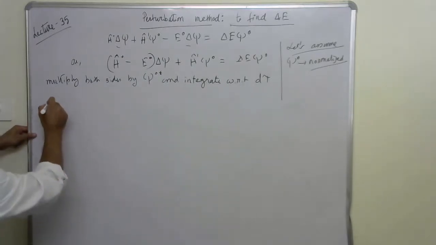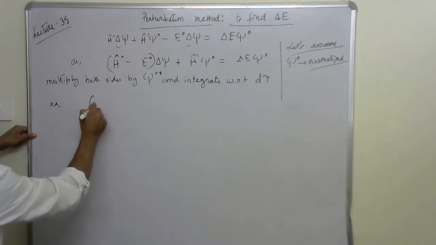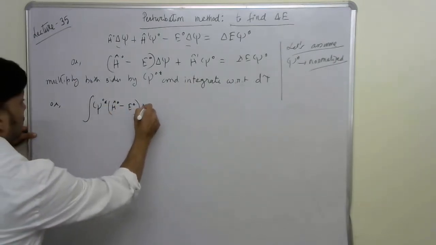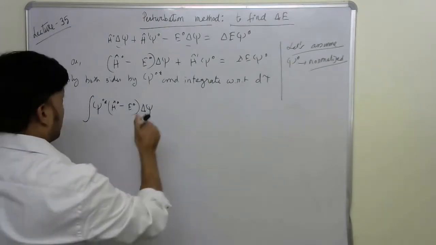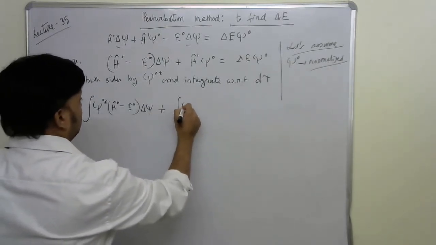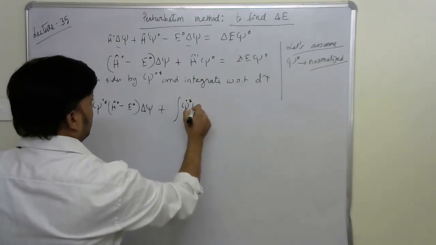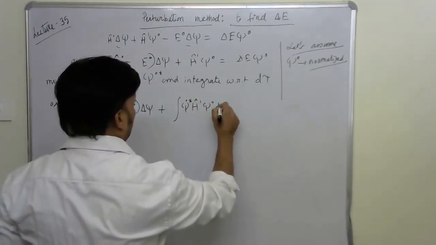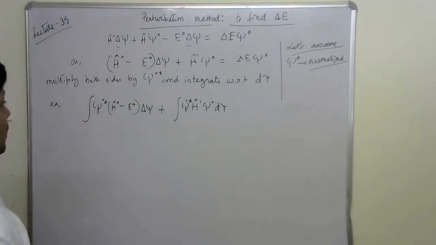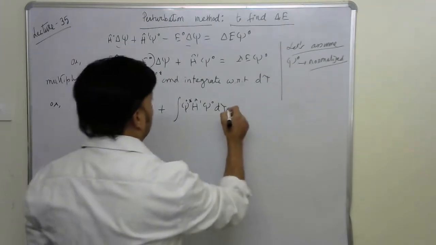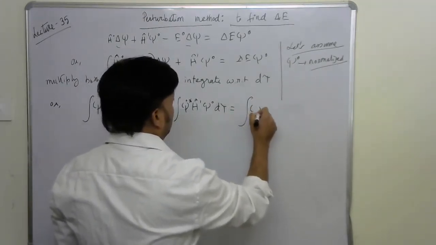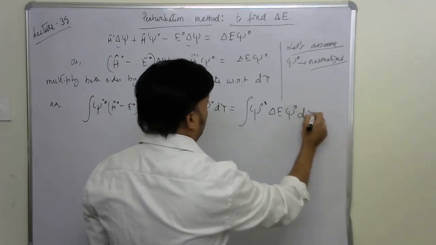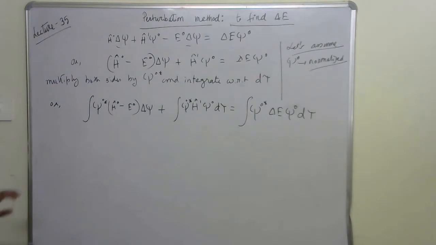So if we do that, what we're going to get is integration psi naught star (H naught minus E naught) delta psi, and then plus integration psi naught star H1 psi naught d tau, and then is equal to integration psi naught star delta E psi naught d tau. Okay. So now let's take a look.